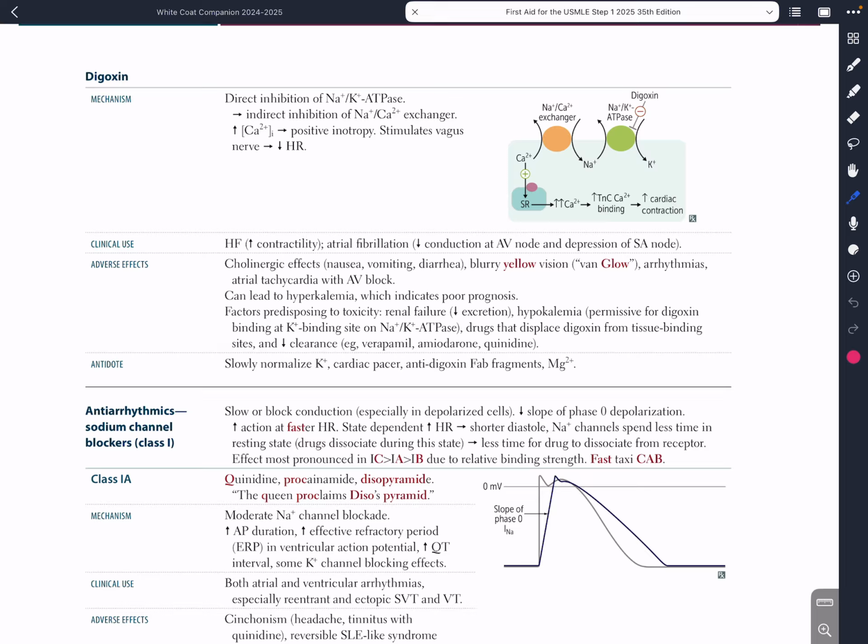depression of the SA node, decreased conductivity. So depression of the SA node, decreased conduction at the AV node. This causes lowering of contractility. Lowering of contractility helps with atrial fibrillation. Remember, we need to treat atrial fibrillation because atrial fibrillation can lead to ventricular fibrillation, and ventricular fibrillation is death.